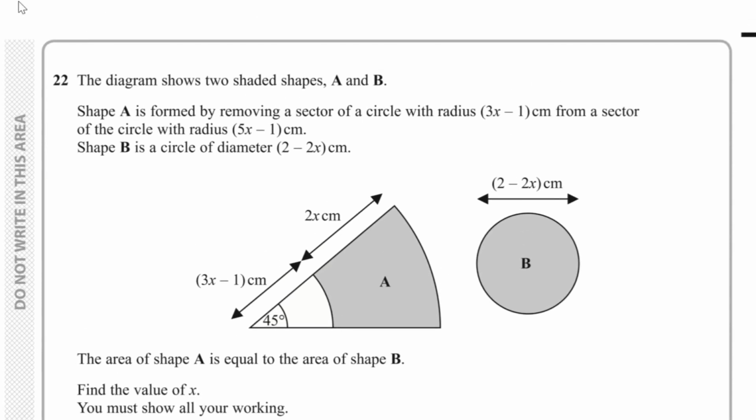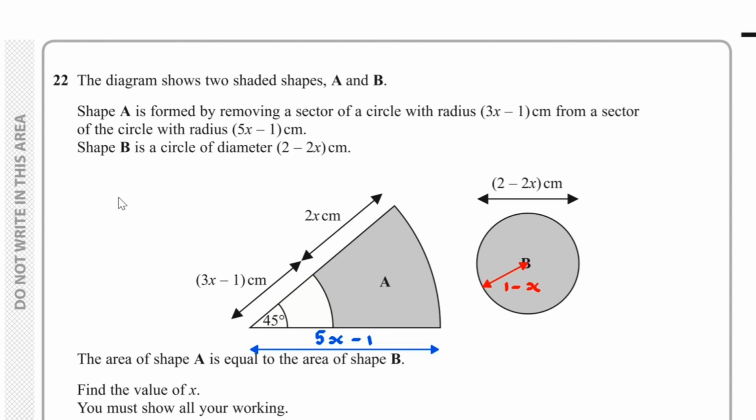Well, first of all, we've got this large radius, 5x minus 1, and we've got the radius of the smaller circle, 3x minus 1, and then here we'd have a length of 2x. 5x minus 1 subtract the 3x minus 1 gives the 2x. We've got this diameter of 2 minus 2x, and from that you can see the radius will be half the diameter, 1 minus x.